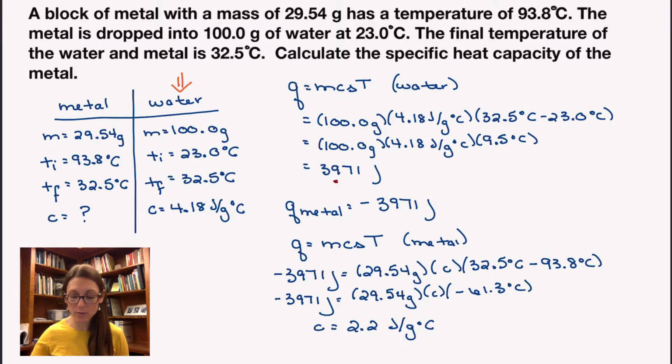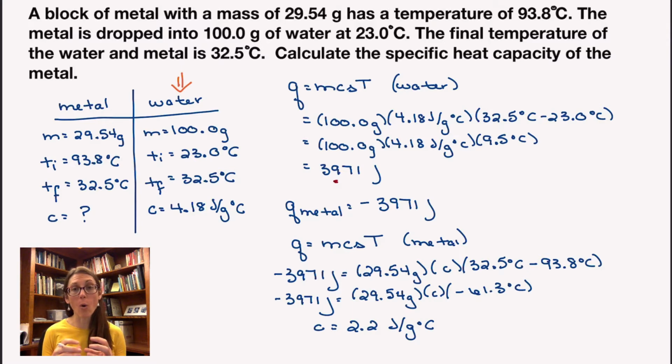Okay, so here's all of the work. So the specific heat for the metal turned out to be 2.2 joules per gram degrees Celsius. The last step in that math problem, what needed to happen was I needed to get C by itself, so I divided both sides of the equation by 29.54 and by negative 61.3. And that left me with my value of 2.2 joules per gram degree Celsius.